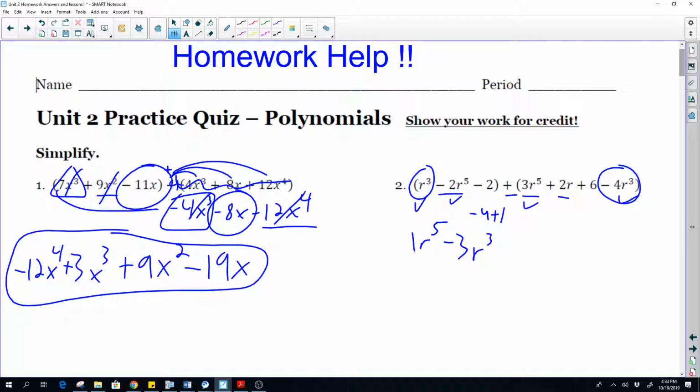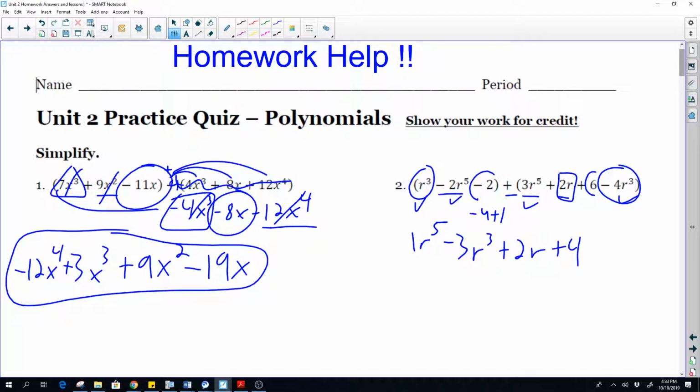I see a 2r next. So let's see here. We're just going to bring it down because it doesn't have anything to combine with. And then we also have a -2 and 6 that we can combine. And 6 minus 2 is 4.